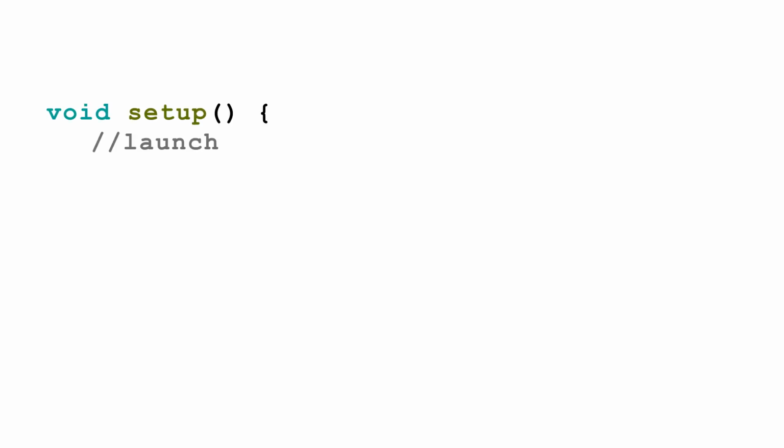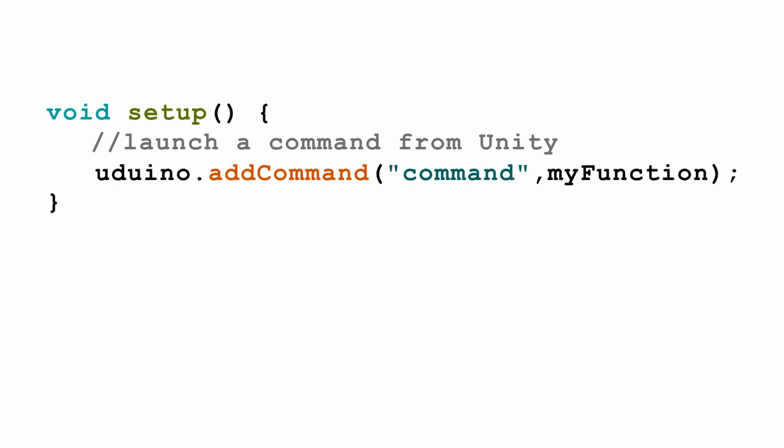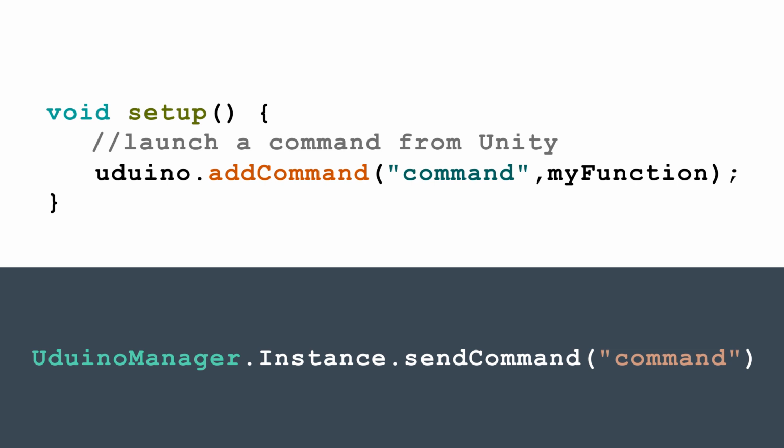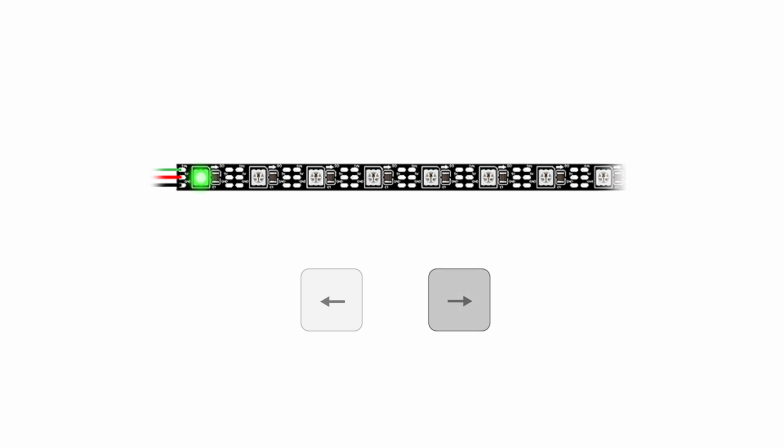Then, on Arduino, we can register the new commands. We can use the function addCommand, which takes as first parameter a string, and as second, the method we are going to call on Arduino. When the command is triggered in Unity and it matches a command on Arduino, the Arduino method is going to be launched. Now that the bases are here, we can start controlling the LED strip. For this example, I want to move one pixel from left and right when I press the key on the keyboard.